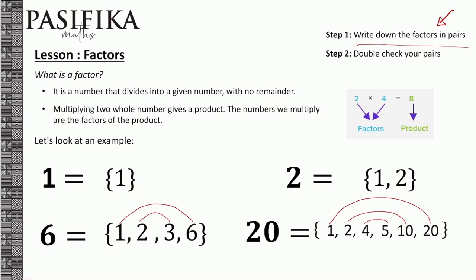Now, just to recap, what are factors? A factor is a number that divides into a given number with no remainder. It is when we multiply two numbers, which are factors, to give us a product. An example is 20. The numbers that multiply to give us 20 are 1 and 20, 2 and 10, 4 and 5. Now remember, write down your factors first, and they need to be in pairs. And then double check your pairs.